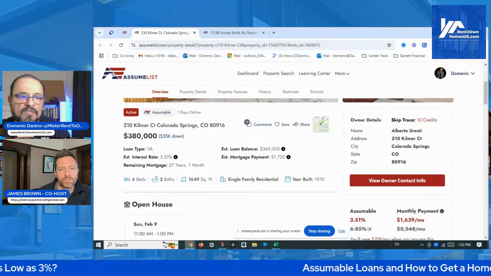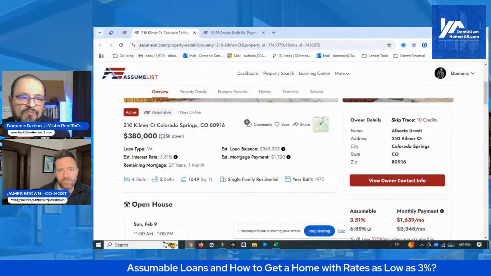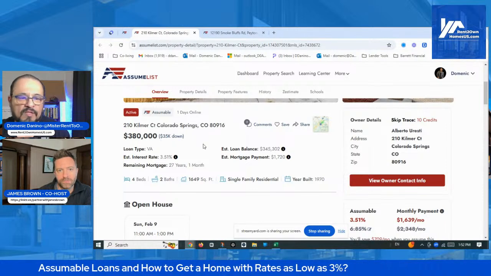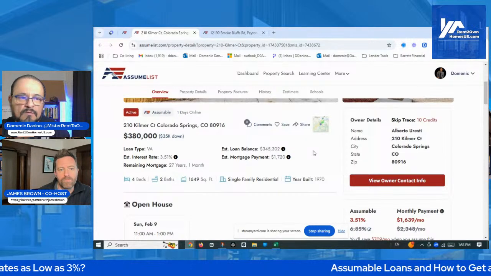Because if you came in with 10%, you'd need 38. Well, if you have 38, then you have more than enough to cover the difference, right? And you just take over the 345 balance.